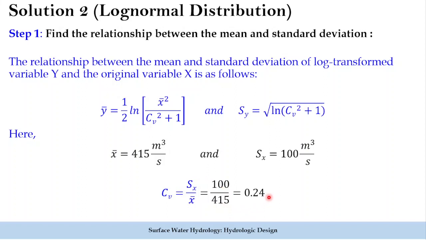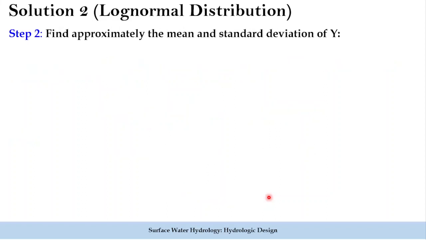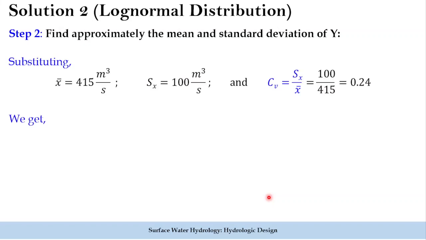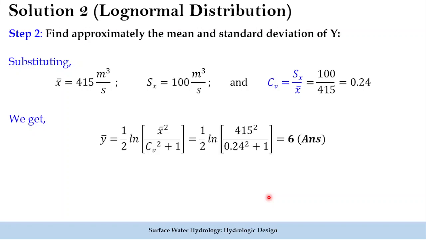So this is what we have obtained from step 1, that is X bar and CV. Moving ahead, let us now find out the mean and standard deviation of Y, which is the basic purpose of this problem. Now we have the value of X bar and CV, so we can substitute these values in the main equation, that is Y bar is equal to half ln of (X bar whole square divided by (CV square plus 1)).